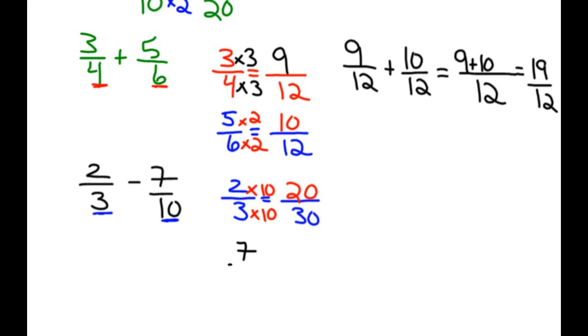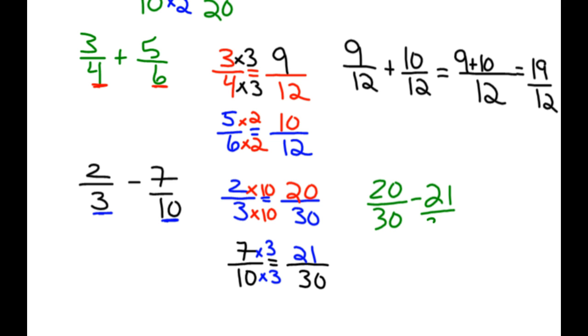I'm going to take my fraction 7 over 10 and write it as an equivalent fraction with 30 as a denominator. And so here I would have to multiply the 10 by 3. So I will multiply by 3 in the top, and that gives me 21 over 30. So that means I'm going to have 20 over 30 minus 21 over 30.